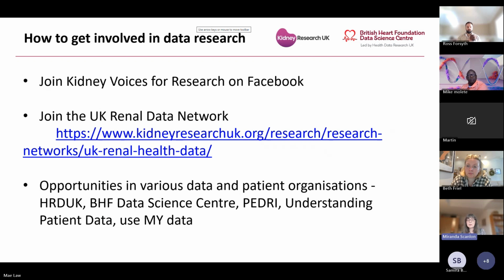There are no requirements to be a member. You can just put your name forward and we'll make sure you get all of the communications. You can come to the meetings. You can maybe even join one of our work streams. And there are opportunities in various data and patient organisations. So we've mentioned HDR UK, they've got a patient advisory group, the BHF Data Science Centre itself, the Patient Engagement in Data Research Institute, PEDRI, Understanding Patient Data, Use My Data, all sorts of organisations.